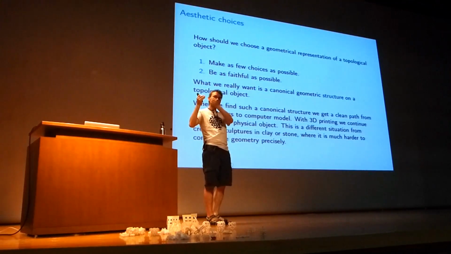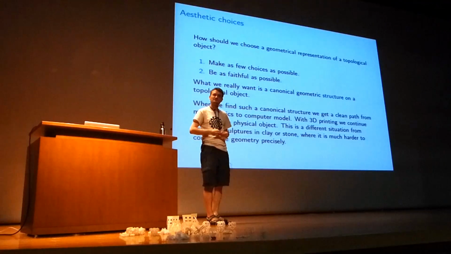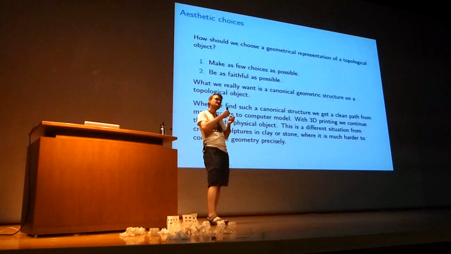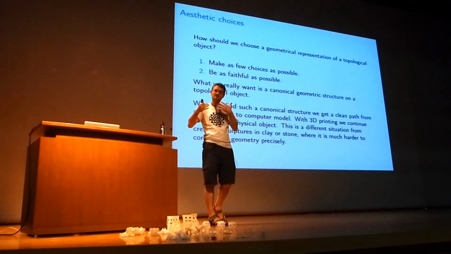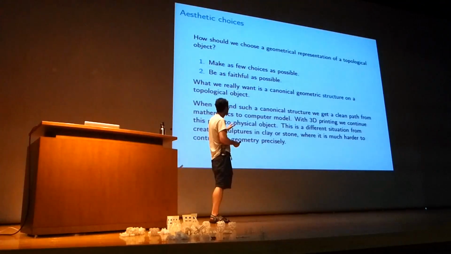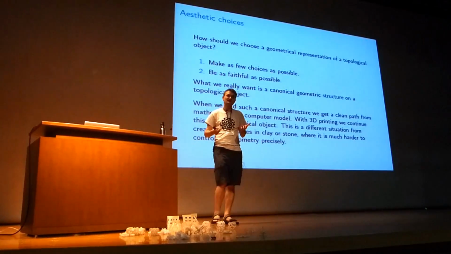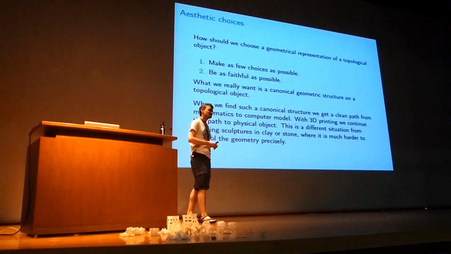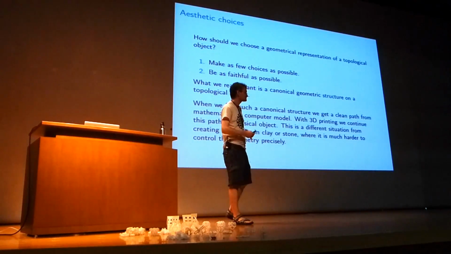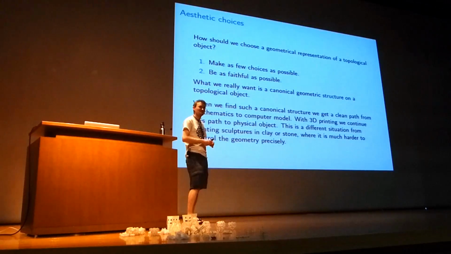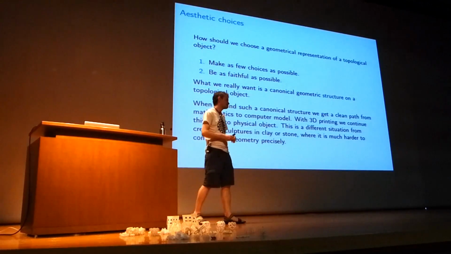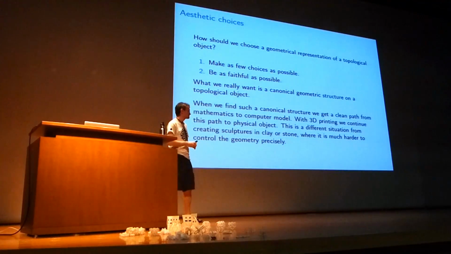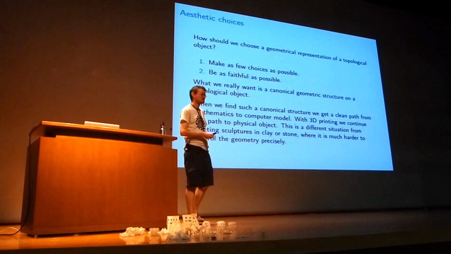So what does a canonical geometric structure do? It gives you a very clean path from the mathematics to a computer model. You just implement whatever the geometric structure is. But then with 3D printing, we can continue that path. We can then produce a physical object that is very precise and faithful to the mathematics as well. This is different if you're trying to carve something out of clay, where you don't have that much control. You have to make a lot of choices in how you're producing an object, just because it's very difficult to physically produce objects like this. And there are some counterexamples to that statement as well: the beautiful plaster models of algebraic surfaces from the 1900s. Who knows how they did those, but with 3D printing, it's a lot easier to do.